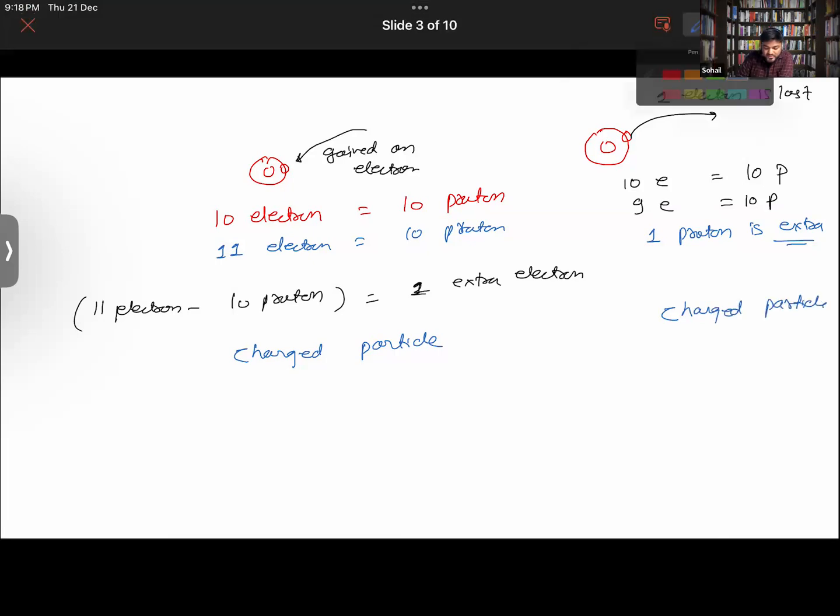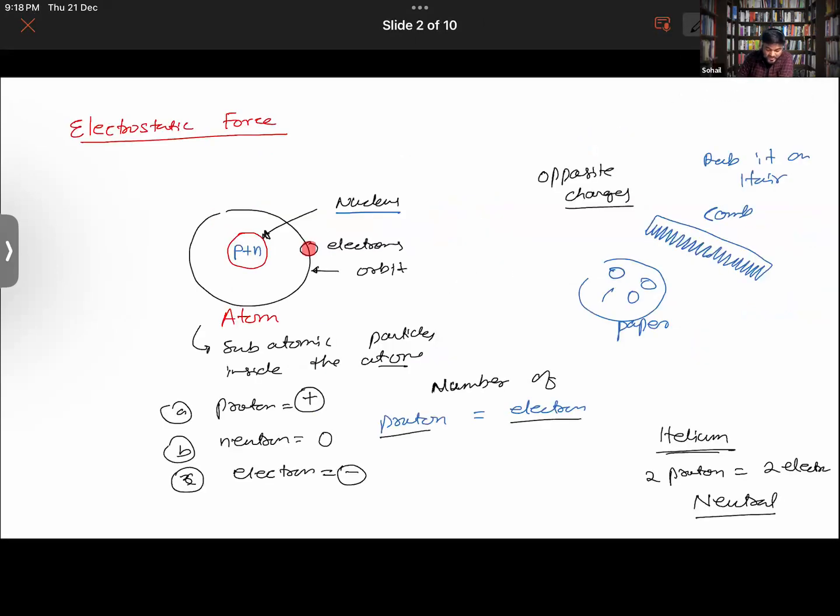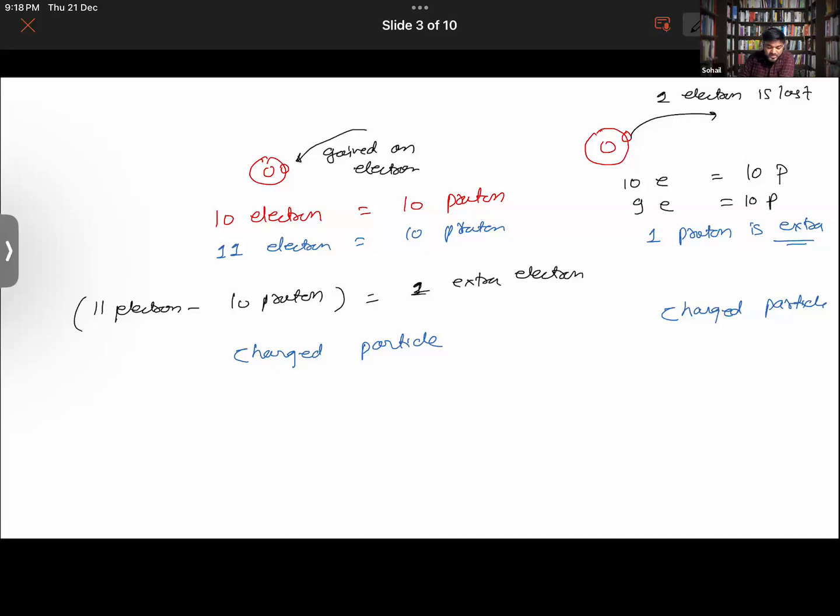And then we get to see that electrons are negatively charged particles, right? They are having negative charges on them. While protons are having positive charges on them. So here what happens, there were 10 negative charges and 10 positive charges. It was neutral. And now there are 11 negative charges and 10 positive charges.